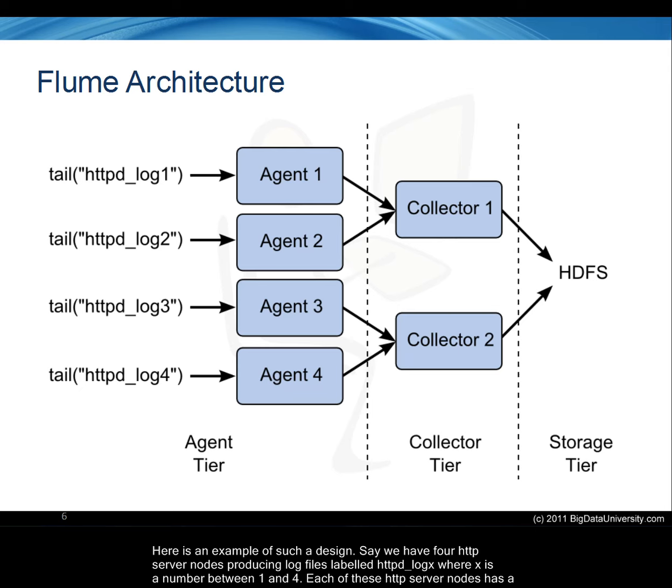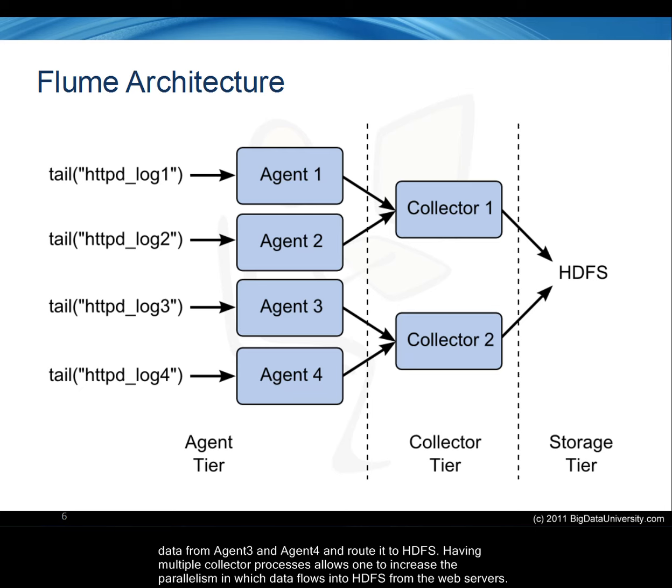Here is an example of such a design. Say we have 4 HTTP server nodes producing log files labeled httpd_logx, where x is a number between 1 and 4. Each of these HTTP server nodes has a Flume agent process running on it. There are 2 collector nodes. Collector 1 is configured to take data from agent 1 and agent 2 and route it to HDFS. Collector 2 is configured to take data from agent 3 and agent 4 and route it to HDFS.